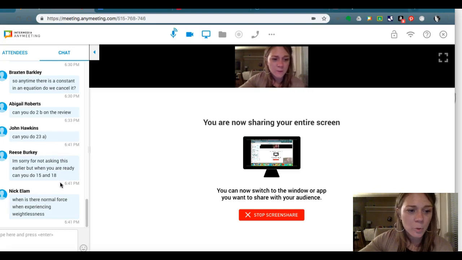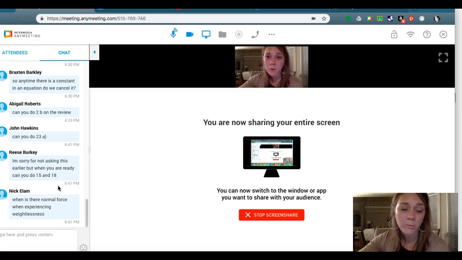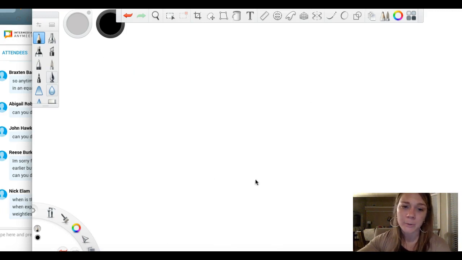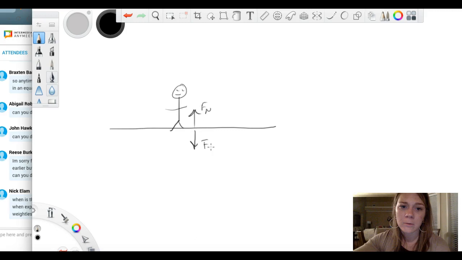Nick says, when is there normal force when experiencing weightlessness? There is never a normal force when you experience full weightlessness. So if I feel completely weightless, there is absolutely no normal force. So right now, standing on the earth, you feel a normal force upwards, and of course you've got gravity down. You feel that surface pushing up on you.